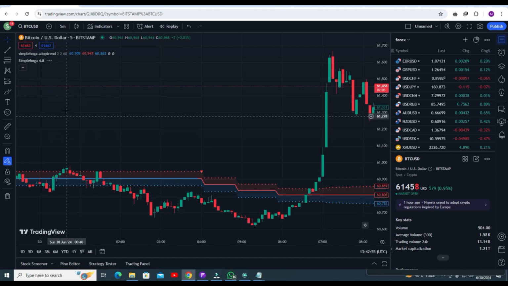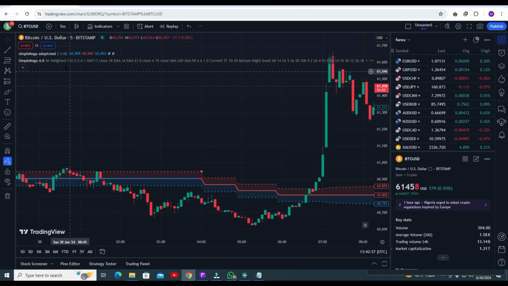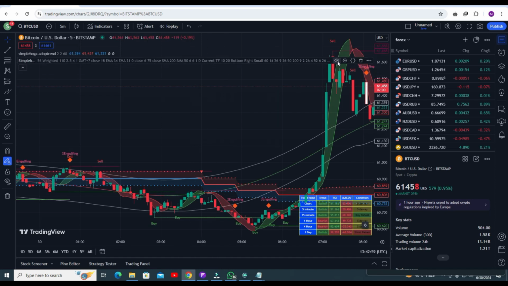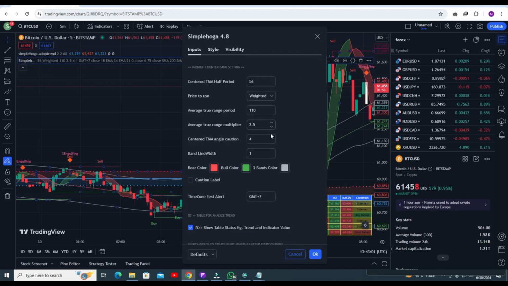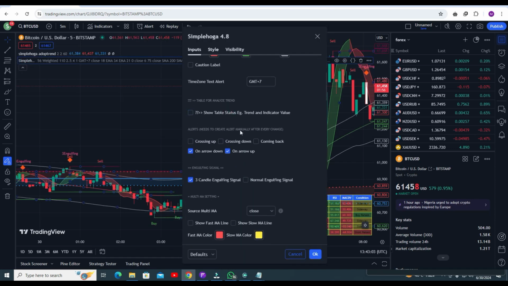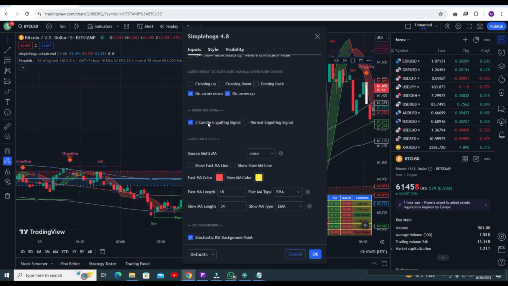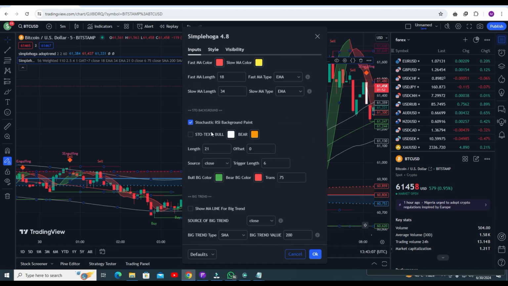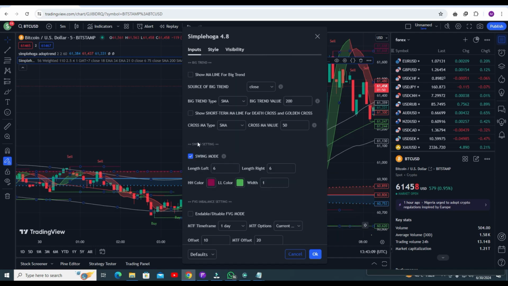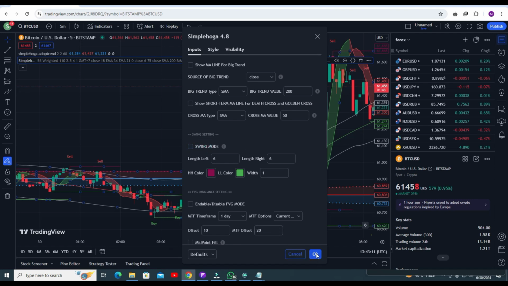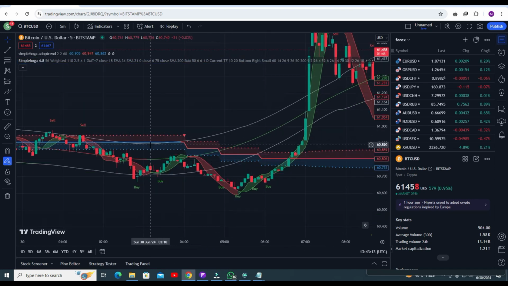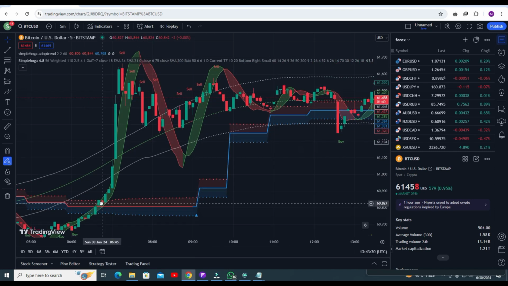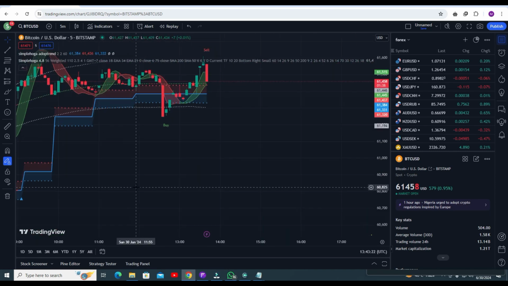After adding this indicator, I need to show you the settings. Oh, okay, it's done, I think. Just go to settings, and uncheck this one and uncheck this one. Slowly scroll down, uncheck this one and click OK. Your settings are now done, and your indicator now looks awesome. You can see it looks awesome.